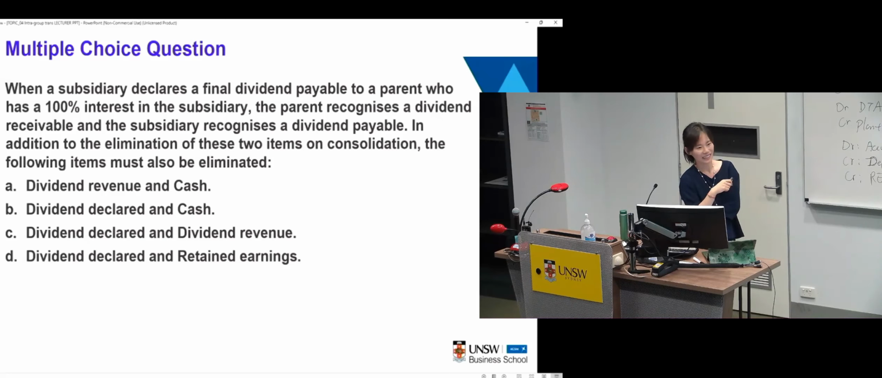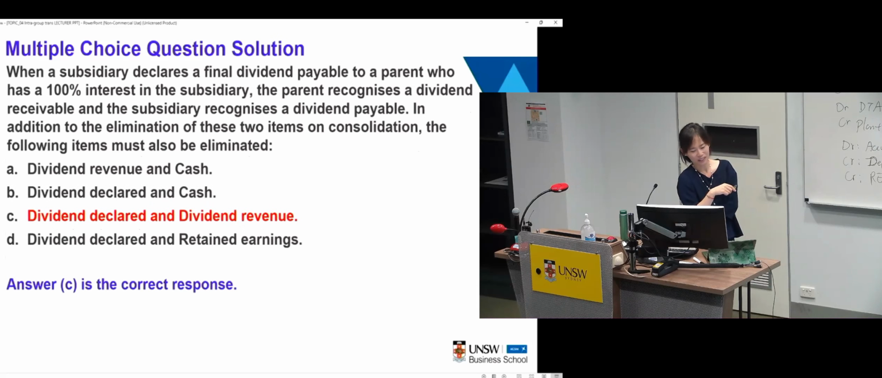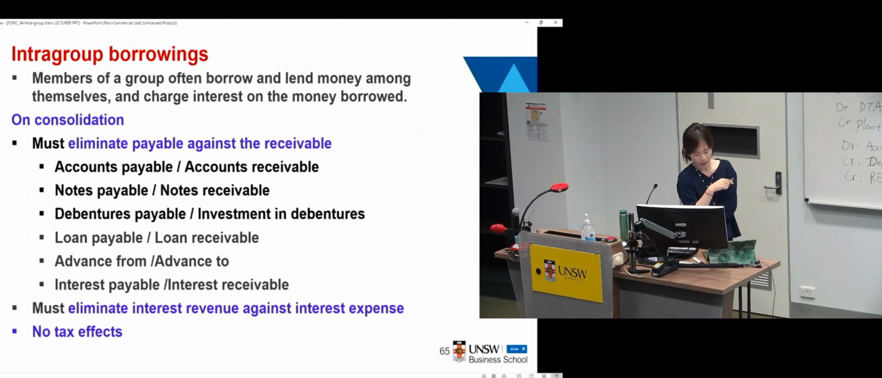C, that's a C, right? Why is it C? Well, dividend declared and retained earnings are basically the same, right? So dividend declared is a temporary account eventually closed to retained earnings. So we need to adjust dividend declared. So there will be a debit dividend revenue, credit dividend declared. Now, of course, you also need to eliminate debit dividend payable, credit dividend receivable. Right? Now, finally, let's have a look at intragroup borrowings.